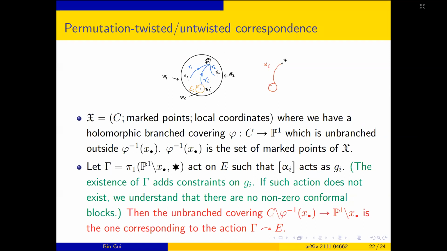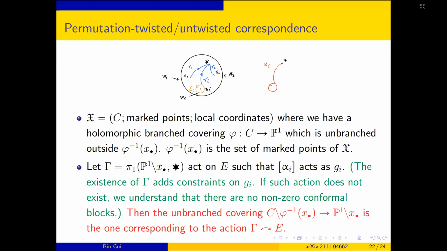For example, in this picture, the paths alpha 1 and alpha 2 are free generators. But if you add alpha 3, then alpha 3, the loop here, could be expressed as the product of alpha 1 and alpha 2. In this case, alpha 1 times alpha 2 times alpha 3 should be the identity. And in that case, we have to assume that G1 times G2 times G3 is equal to identity. If they were not identity, then we understood the conformal blocks to be 0. So these are the necessary requirements.